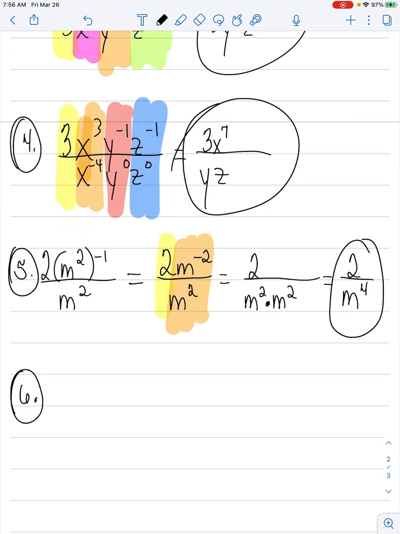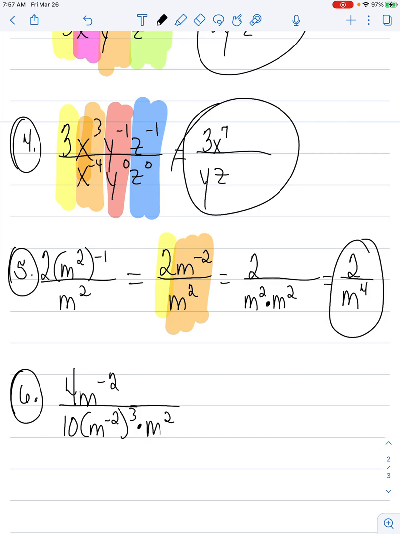Take a look at number 6. 4m to the negative second power over 10 times m to the negative second power to the 3rd power times m squared. Pause your video, simplify this, and then play the video to check it.